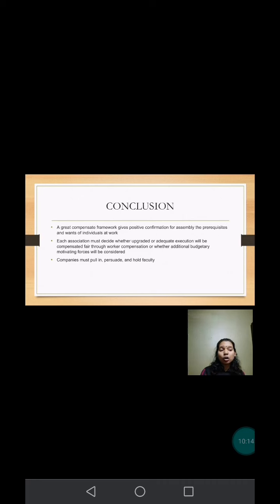Most businesses are always pushed to realize the required objectives and goals of their organization. Companies must attract, persuade, and hold personnel. This is often the foremost critical affirmation of an organization's success and performance.